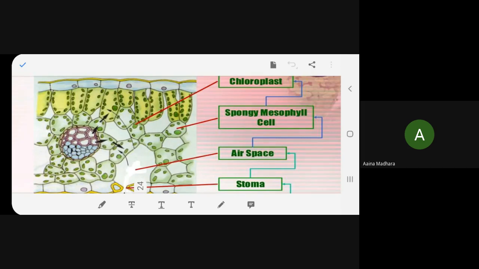Where do you find stomata? On the upper part of the leaves or the lower part of the leaves? Upper side. Sorry, it is lower part, beta. Most stomata are present on the lower part of the leaves. You understand? Right. Okay, fine.